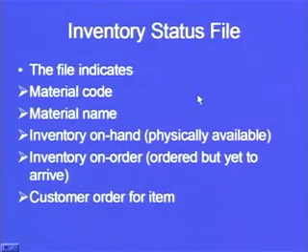In a particular software, for example, this quantity can be shown by a different color. Suppose we show on hand inventory, or physically available inventory, in blue color, meaning this is already available with us. We can use yellow color to show inventory on order, so that we can very easily distinguish that this is what we are going to receive after so many days. That will also be data available in the inventory status file. Similarly, customer order for item will also be available in the inventory status file.